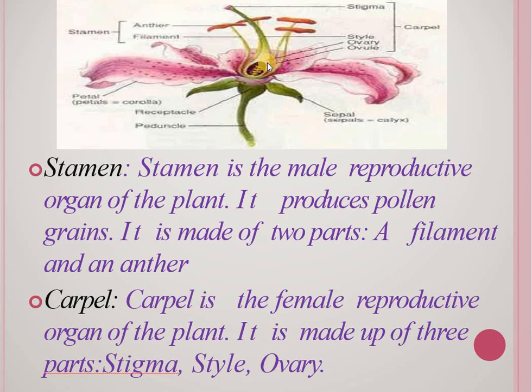The embryo sac has actually a 3-celled egg apparatus, that is the oosphere or female gamete and 2 synergids, a central cell with 2 polar nuclei or single secondary nucleus and 3 antipodal cells. So that is the description of the embryo sac of the reproductive organ, that is the ovary of the flower.